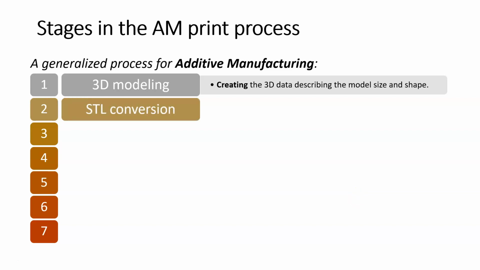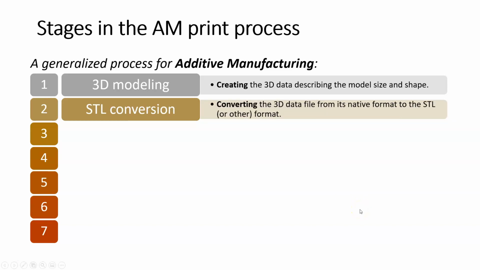Okay, the second step is that we're going to convert that 3D model into a special type of 3D model that is called an STL file. Okay, now, converting it to an STL file is basically going to take that model and convert it into a 3D model that is composed of thousands and thousands, maybe millions of triangular surfaces.